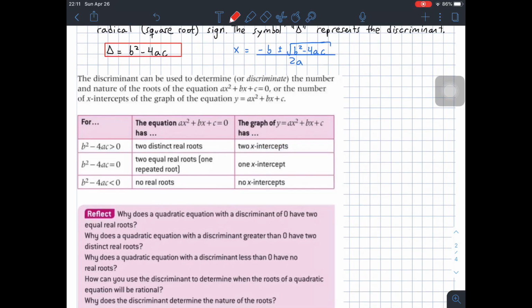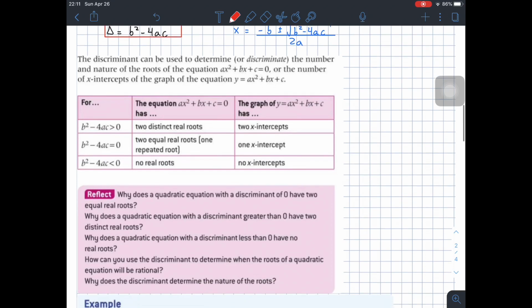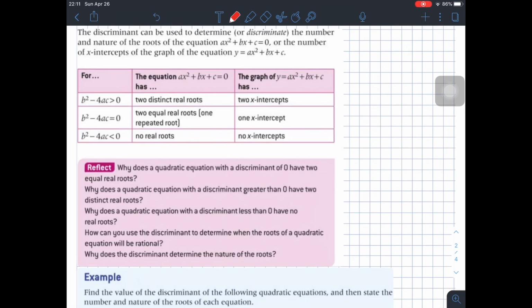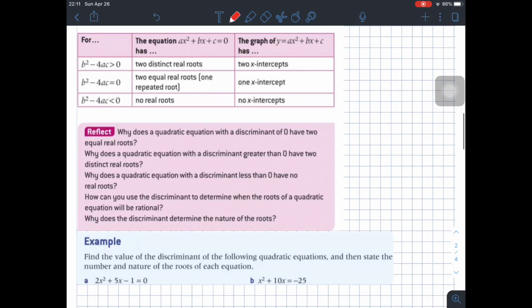Then, second possibility. If b squared minus 4ac is 0, then the equation has two equal real roots, or that's the same as saying one repeated root, and the graph will then have one x-intercept only, okay? And the third case is if b squared minus 4ac is negative, that is less than 0, then the equation has no real roots, and the graph would then have no x-intercepts, okay? Those are the three main rules that you should remember to find the discriminant of a quadratic equation.